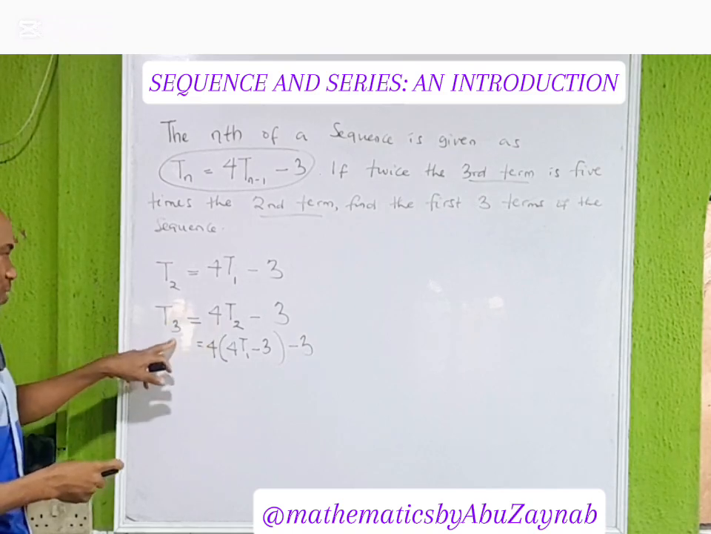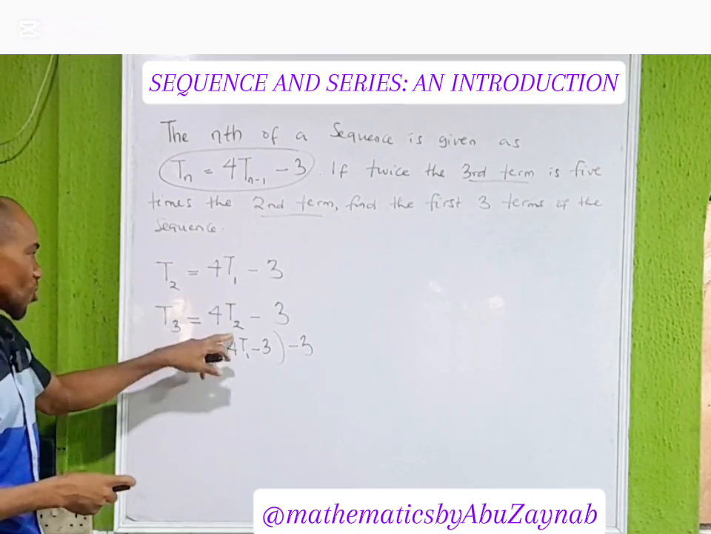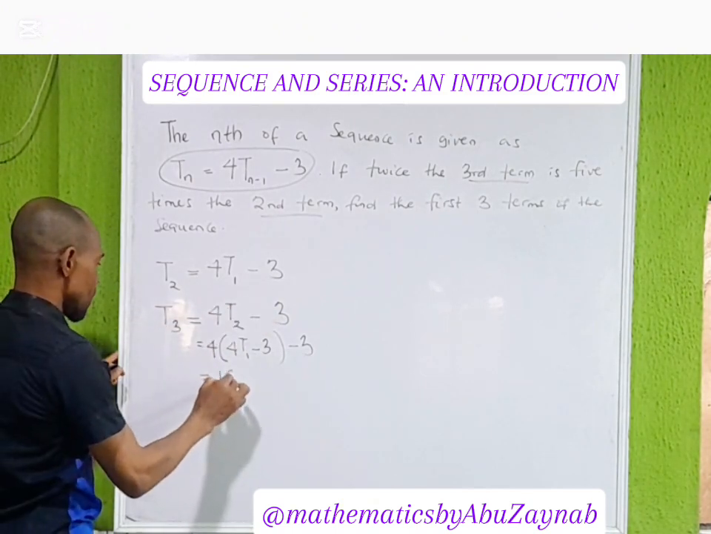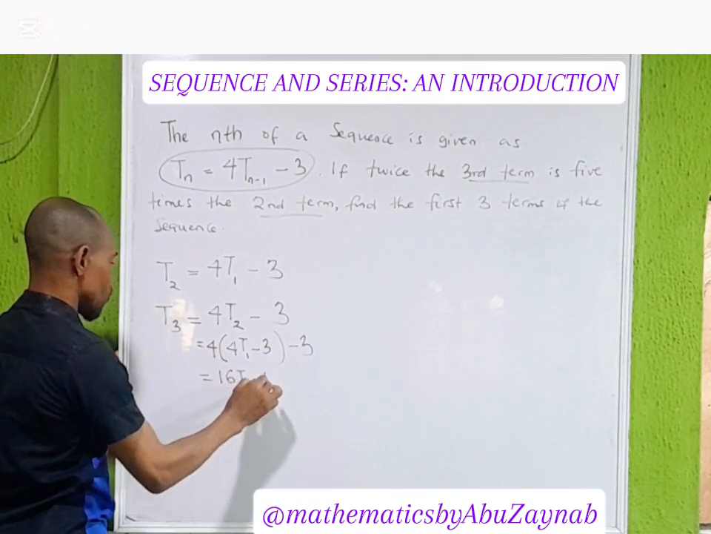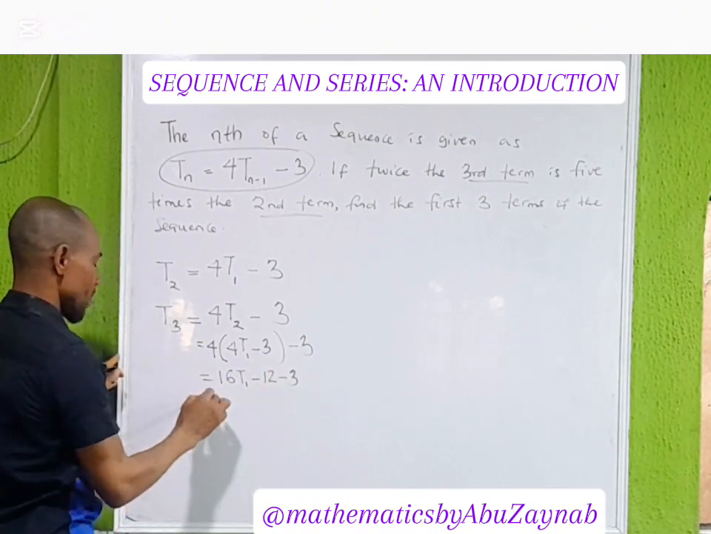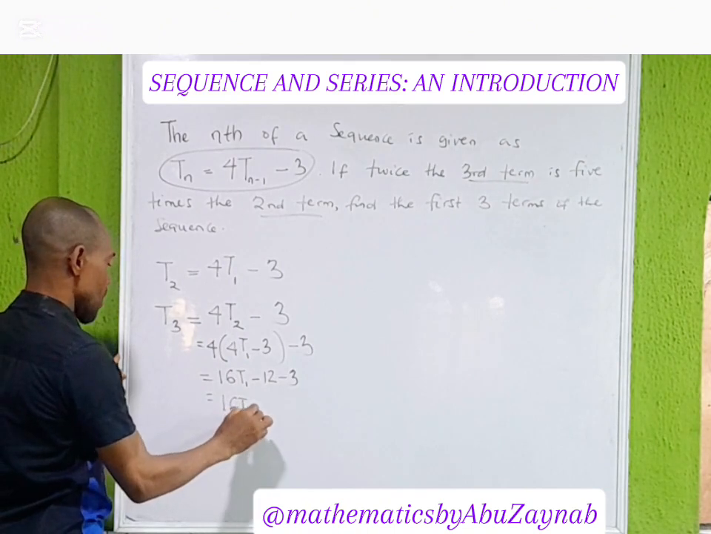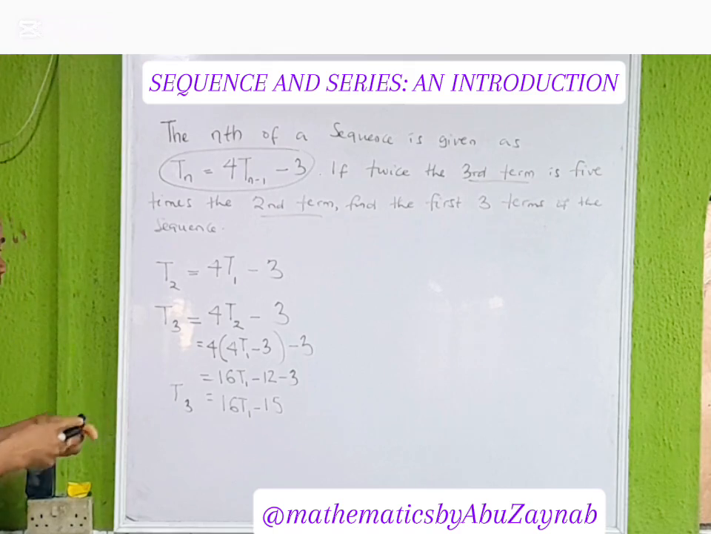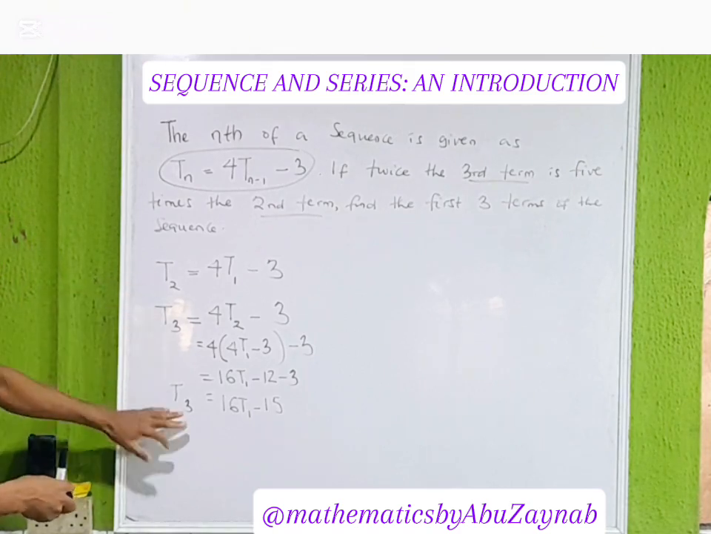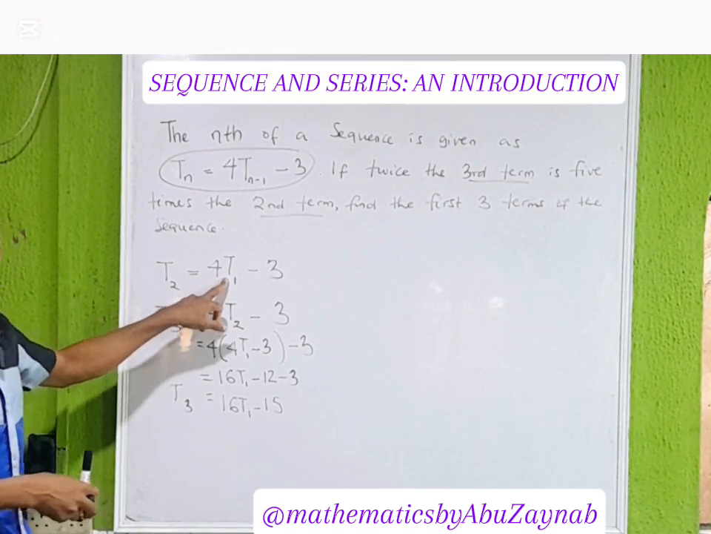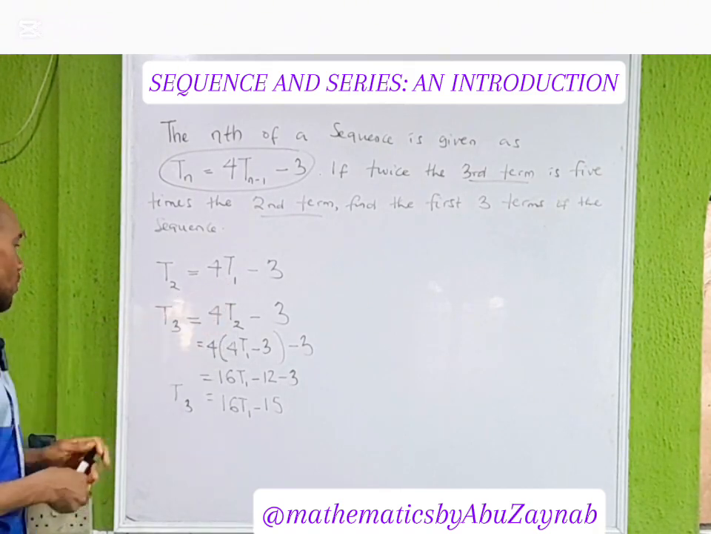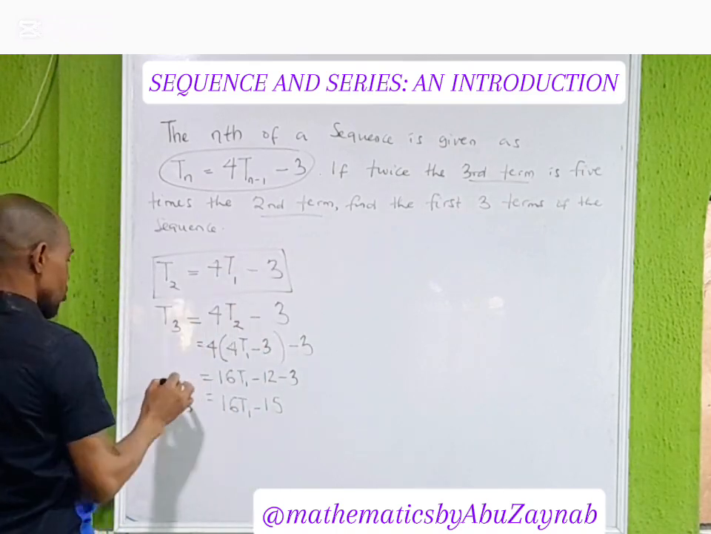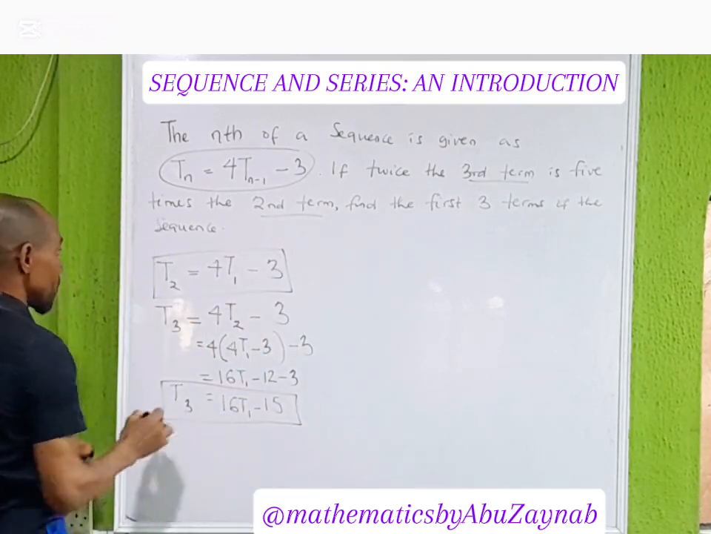There is 4 for T3. Now, T2 has its own 4 T1, then minus 3. So this gives us, open the bracket, 16 T1 minus 12 minus 3. And that is 16 T1 minus 15. That's our T3. So we have expressed both the second term and the third term in terms of the first term, which is T1. So we know this, that's T2 and that's T3.